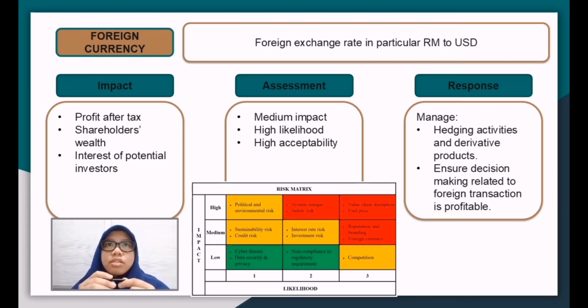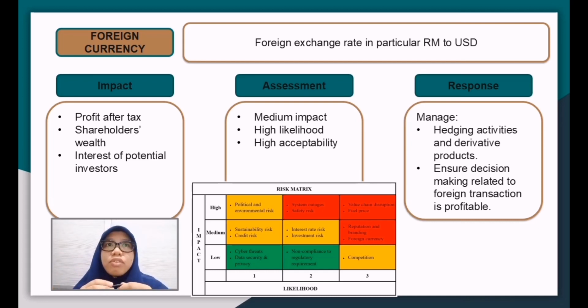Okay, the next risk is foreign currency risk. It is also under the financial risk. The risk is regarding the foreign exchange rate, in particular the ringgit Malaysia to the US dollar. The impact of this risk is on the profit after tax, shareholders' wealth, and the interest of the potential investors. This is because when the profit is low, the dividend to the shareholders could be less, and also potential investors might lose interest to invest in the company.